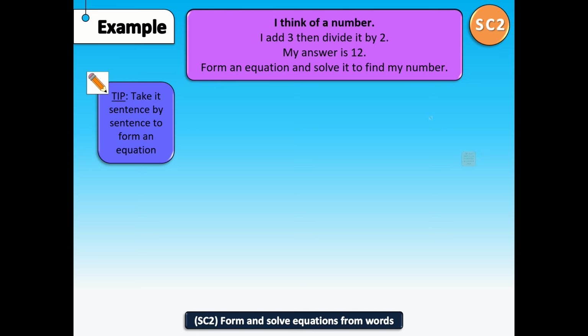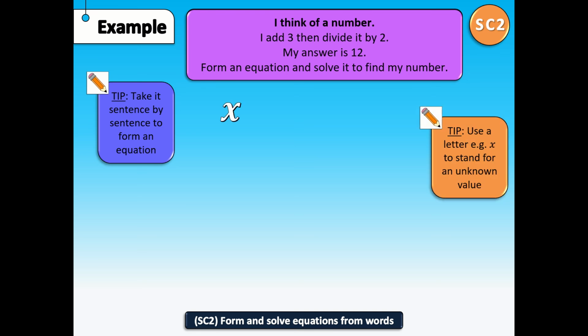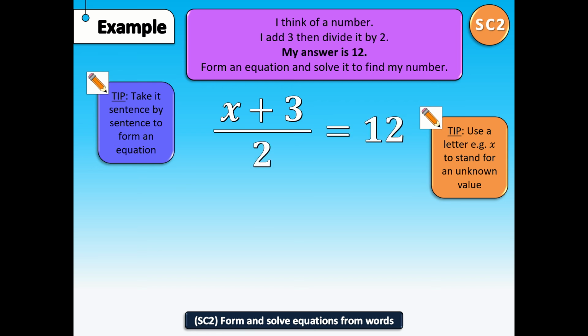So if we think of a number, and let that number be x, we add 3 to it, and then divide it by 2. And my answer is 12. So that must equal 12. So now we've formed an equation. So now we just need to solve it.